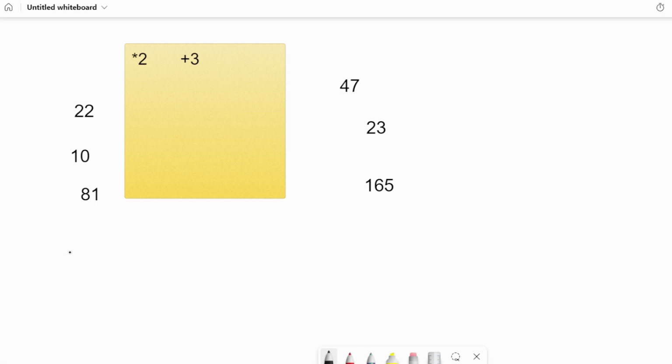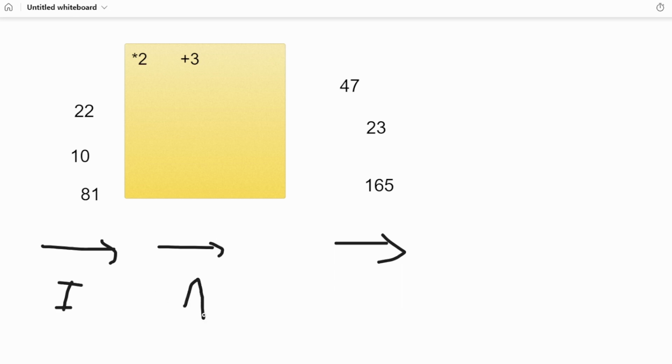I want you to think of this as information flowing from the left over to the right. And the 3 parts that we're working with is the input, an algorithm, and an output. All right, let's do another one.